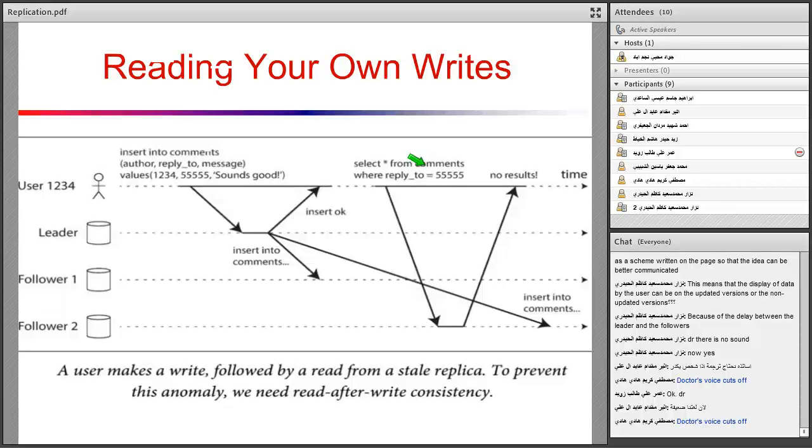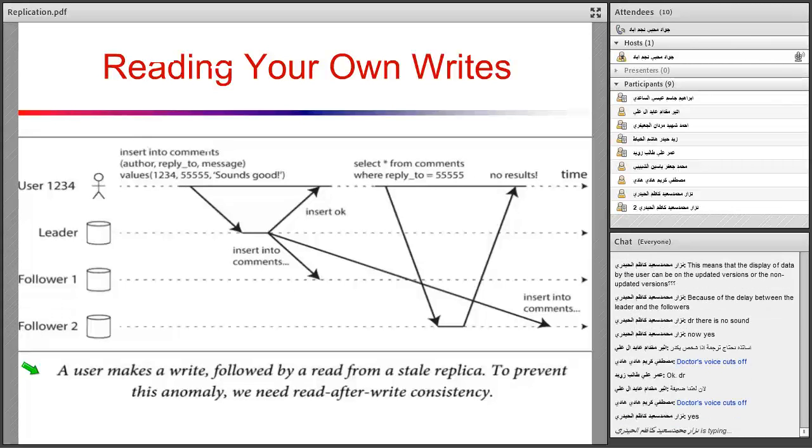Sorry, can you hear me? If you hear me, is this figure clear for you? Can you understand the concept of reading your own write?